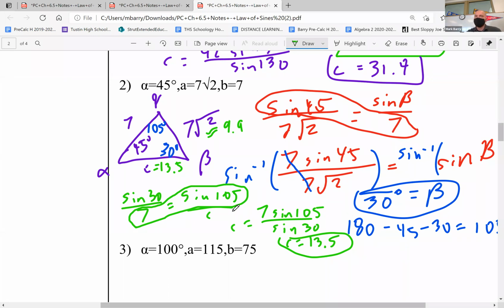So 105 degrees is opposite of 13.5. The big one is opposite of the big one. 30 is the small one, and that's opposite 7, which is the small one. And then 45 is a medium with 9.9 as a medium.